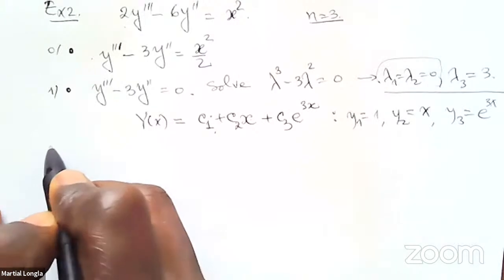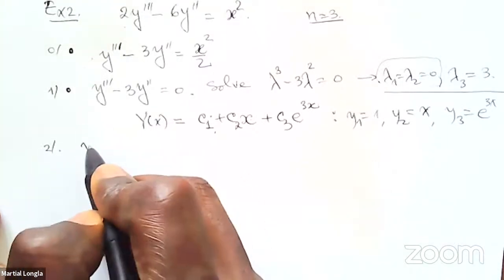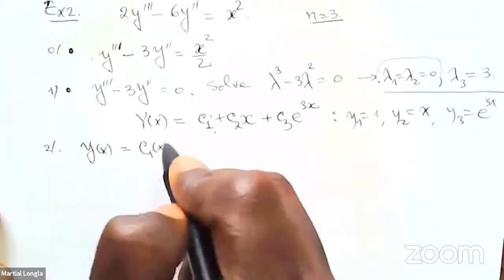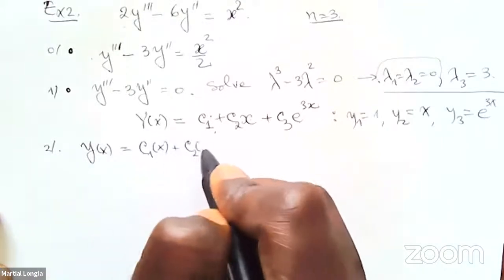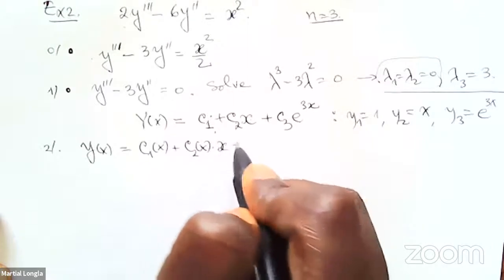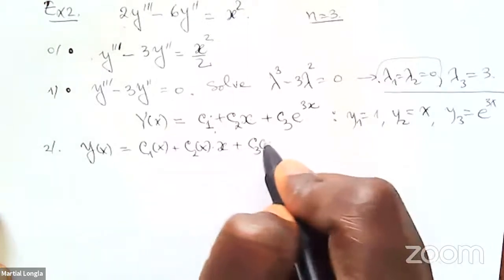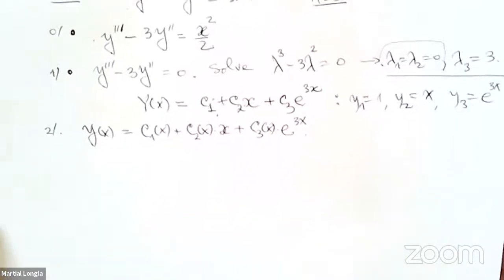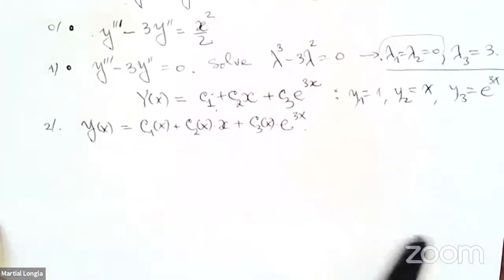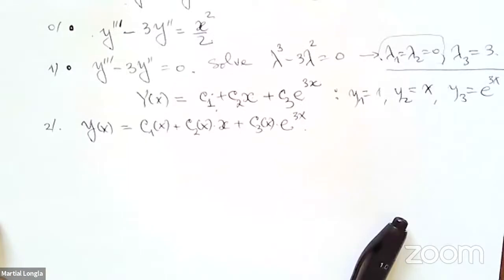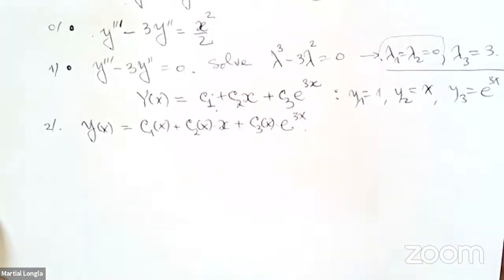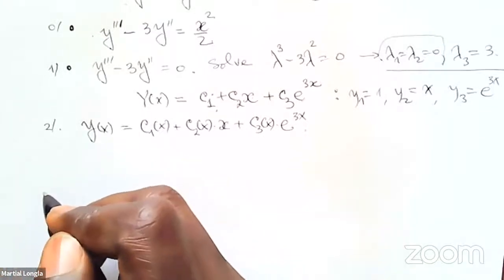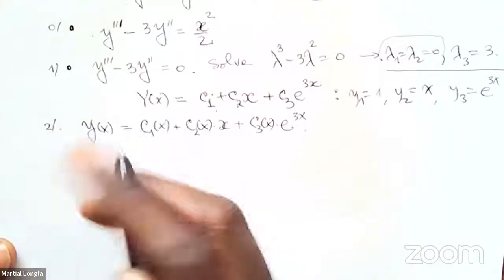And then in step 2, you want to do variation of parameters. Little y of x is c1 of x plus c2 of x times x plus c3 of x times e to the 3x. And your system of equations, you need to write that system down. I need to see it for you to get full credit.